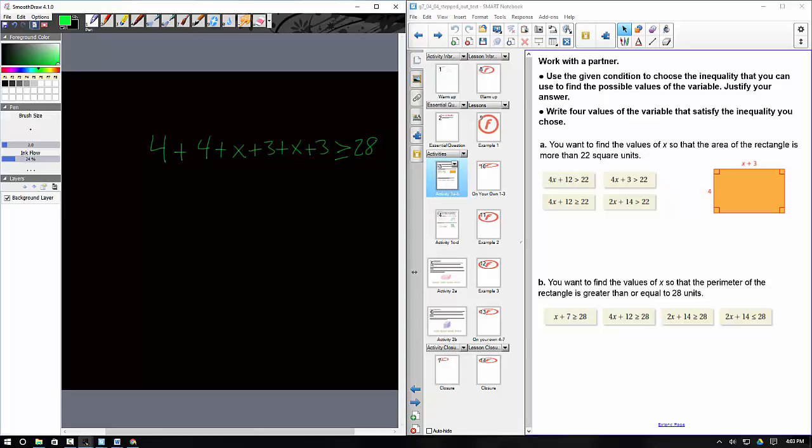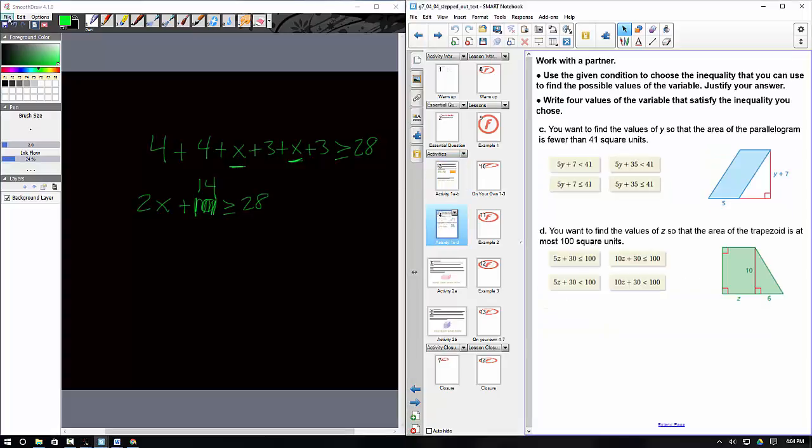Again, this doesn't look like any of these here, so I have to combine like terms. Remember, this is like 1x, and this is 1x, so I'm going to have 2x, plus 4 plus 6, which is 10. So plus 10 is greater than or equal to 28. If I look here, oh, I made a mistake. I'm sorry. 4 plus 4 is 8, plus 6 is 14. So I should have 2x plus 14 is greater than or equal to 28. So the third one will be the right answer.